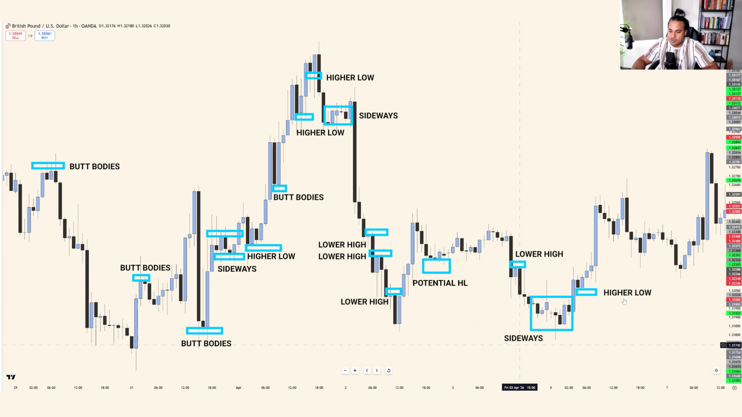Now, you can take this knowledge to any time frame of your choice. You can incorporate it into your strategy. And as long as you understand the behavior, the structure, and the trend bias for the period that you're trading, you will start to see huge improvements in the quality of trades that you take.